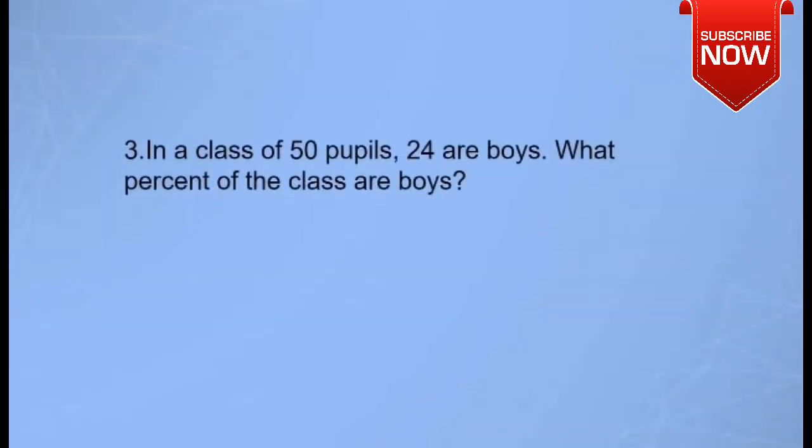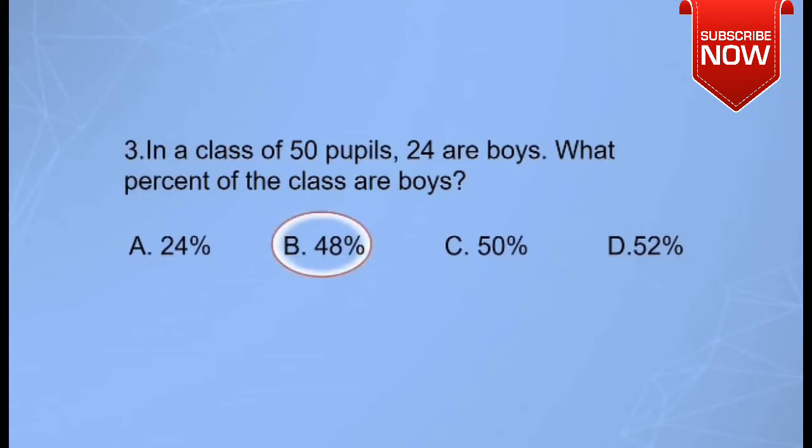Number 3. In a class of 50 pupils, 24 are boys. What percent of the class are boys? A. 24%, B. 48%, C. 50%, or D. 52%. Go! The answer is letter B, 48%.